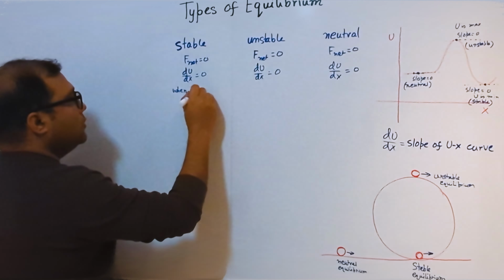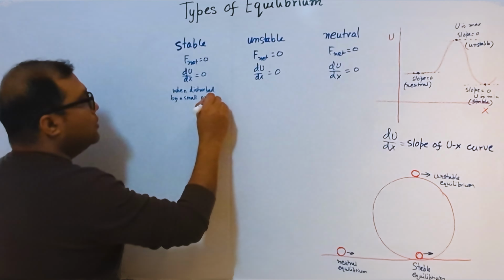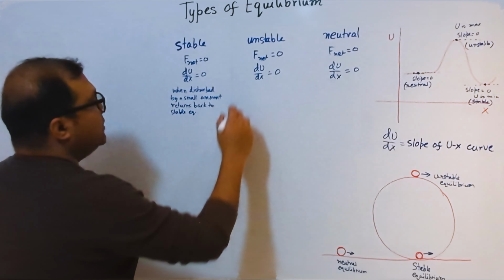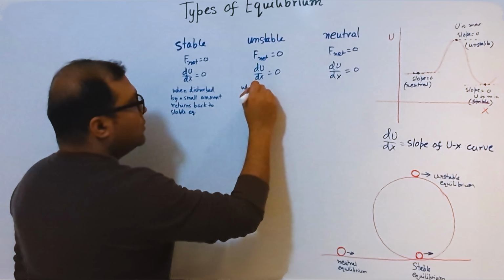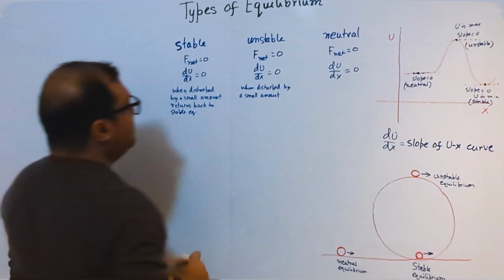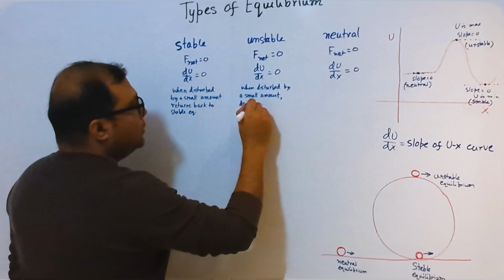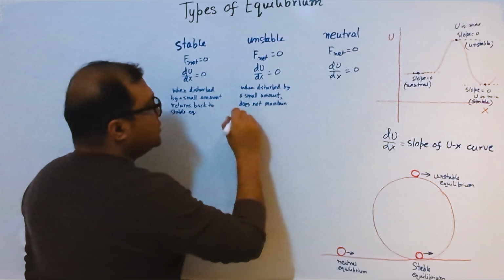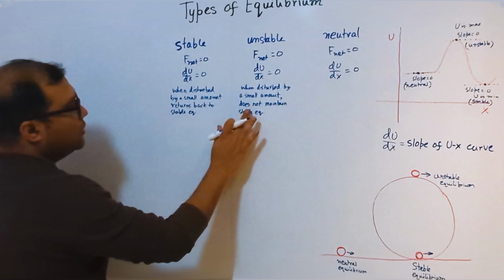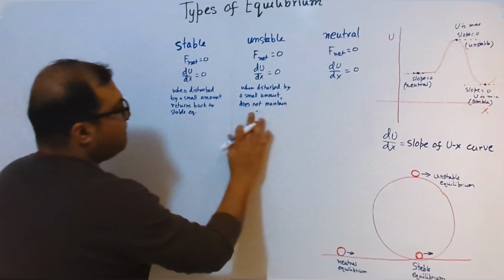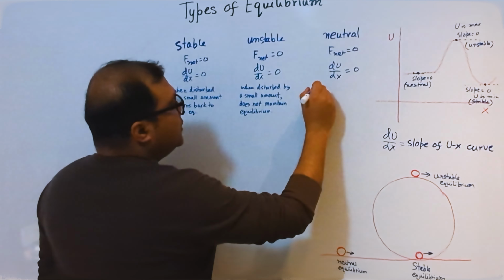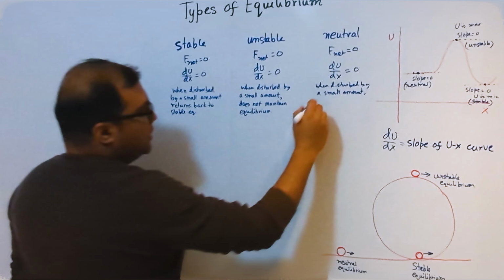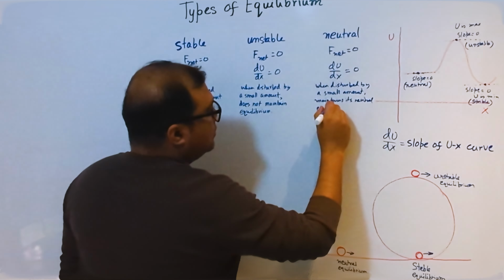when disturbed by a small amount returns back to its stable equilibrium. Unstable equilibrium was the thing when disturbed by a small amount does not return to its stable equilibrium, or does not maintain, let's just say, equilibrium. And this one, when disturbed by a small amount, maintains its neutral equilibrium. Okay?